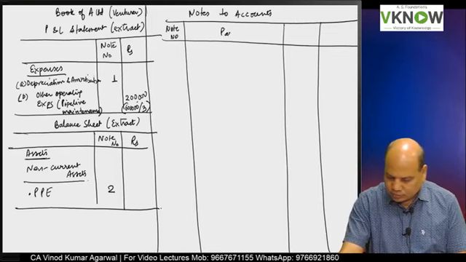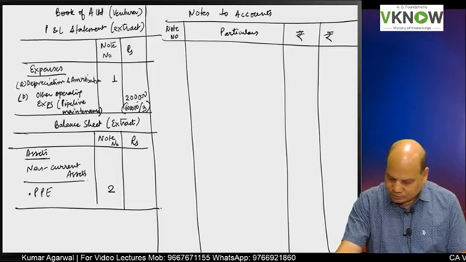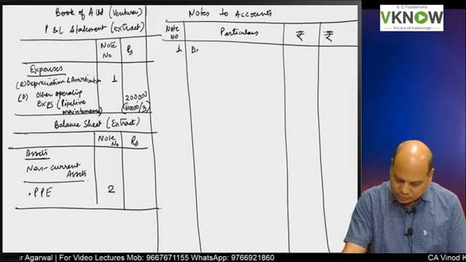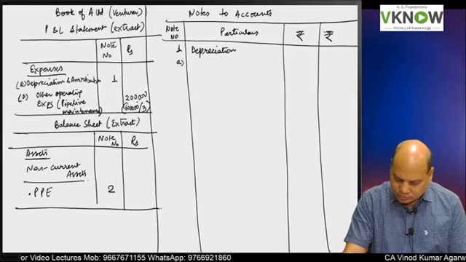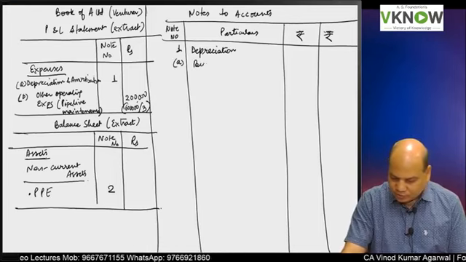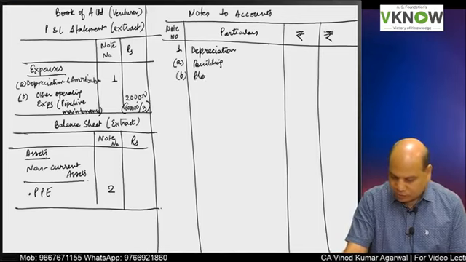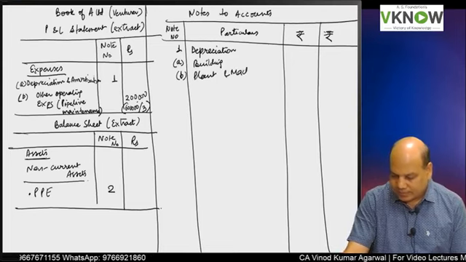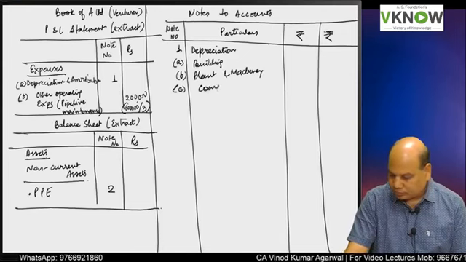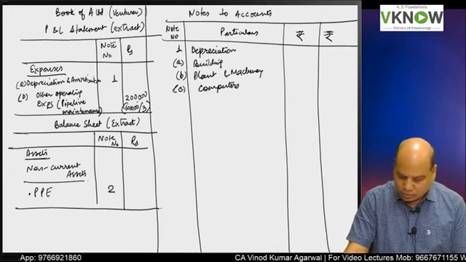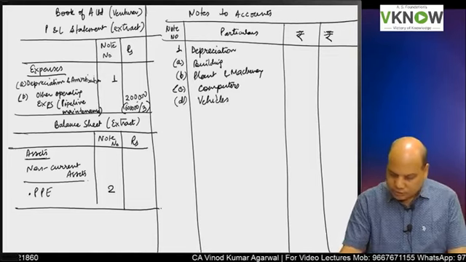Note number, particulars, rupees. Note number 1 is depreciation. Depreciation is on 4 items: building, plant and machinery, computers and vehicles. So I'll come back to this.